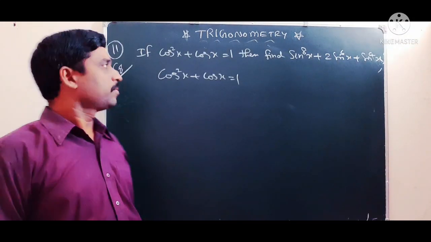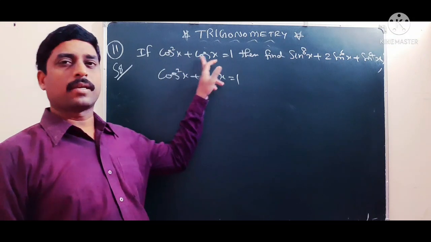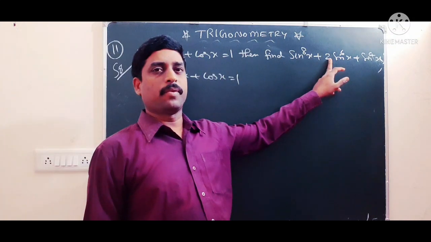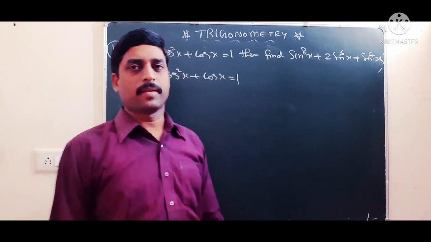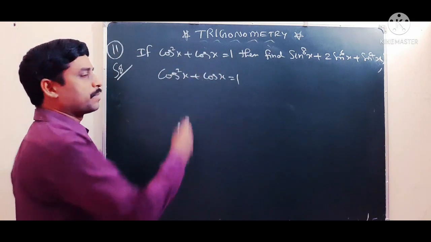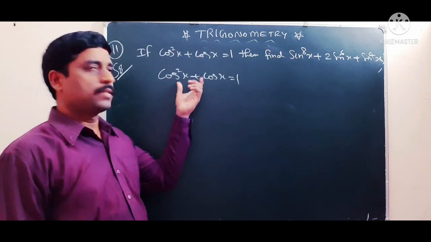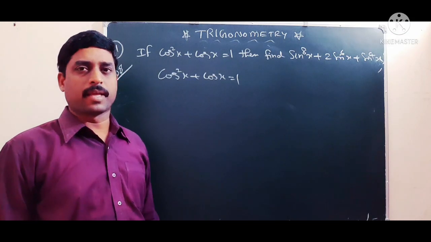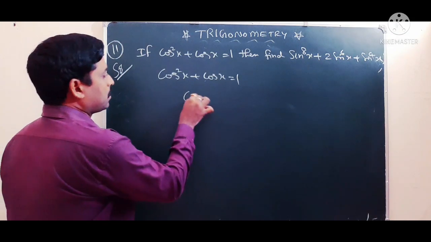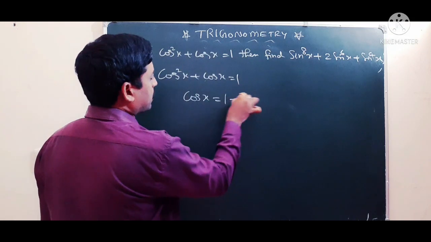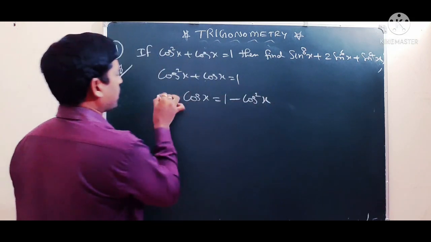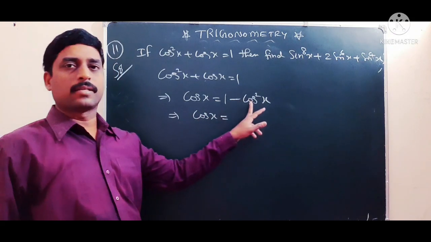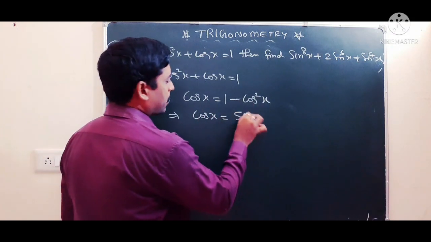Let us go to the next problem. What is given? Cos square x plus cos x value is given as 1. Then we have to find sin to the power 8x plus 2 sin to the power 6x plus sin to the power 4x. This is given in terms of cosine value, so we convert it into terms of sine. Therefore cos x is equal to, bringing cos square x to the right side, 1 minus cos square x. So cos x is equal to sin square x.